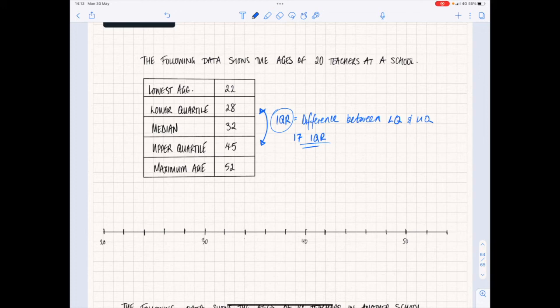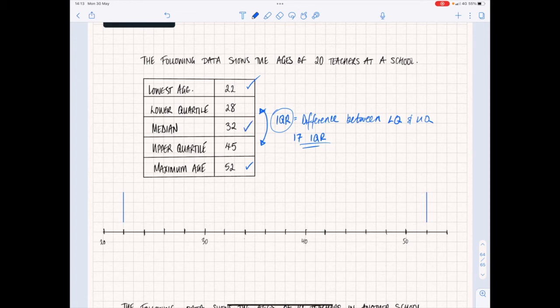So to plot this as a box plot, all you do is you go to 22. Let's quickly check what the scale is here. That's 20, 22, 24, 26, 28, 30. So each one of these represents 2. So I go to 22 and I draw a bigger bar, a bigger line. That's my lowest age. My maximum age is 52. So I do the same thing, making sure those 2 bars are the same width.